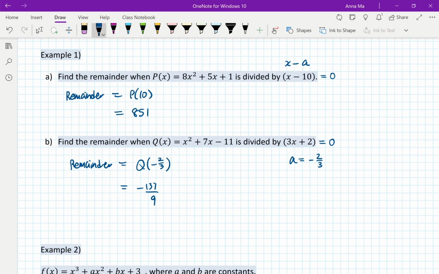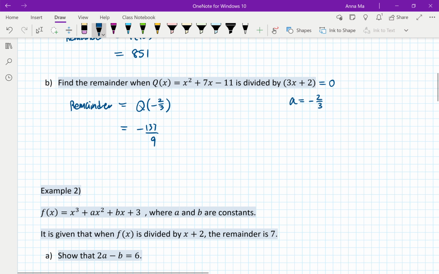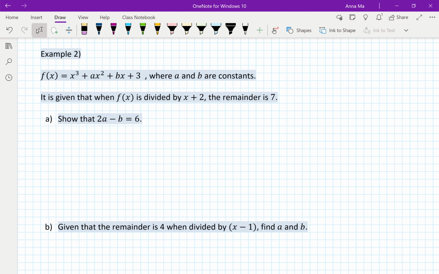Now, why are we interested in finding the remainder? It's because sometimes the question is going to give you the information about the remainder and tell you to work backwards to find the coefficients. So have a look at example 2. They give you the function, but with some unknown coefficients. But they give you the remainder. It says when it's divided by x plus 2, the remainder is 7.